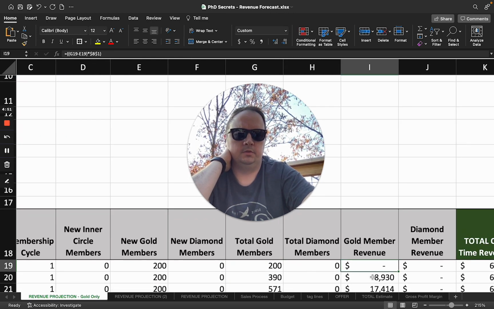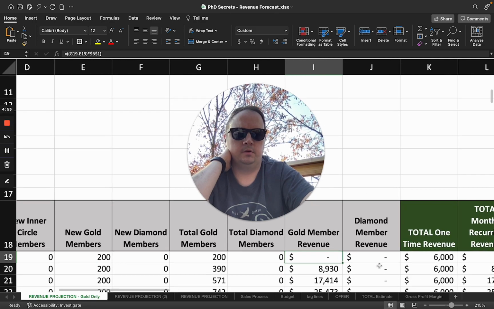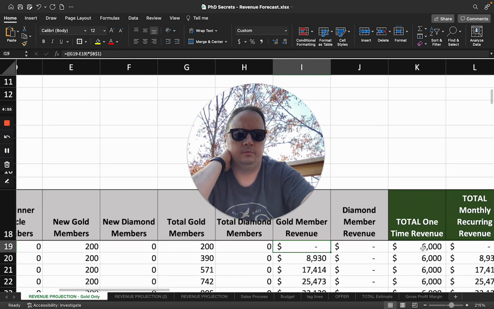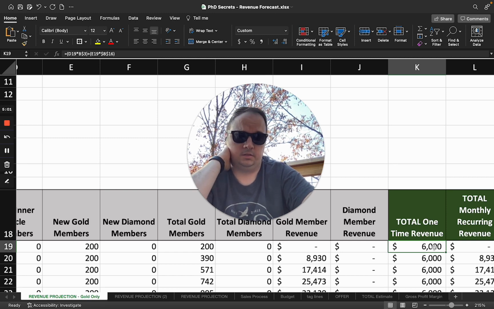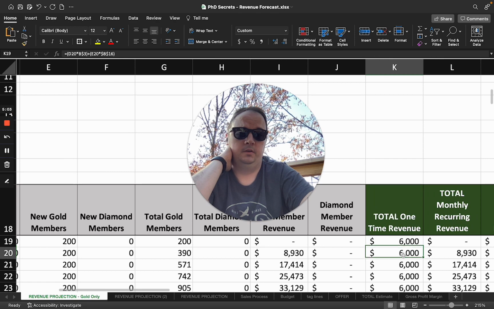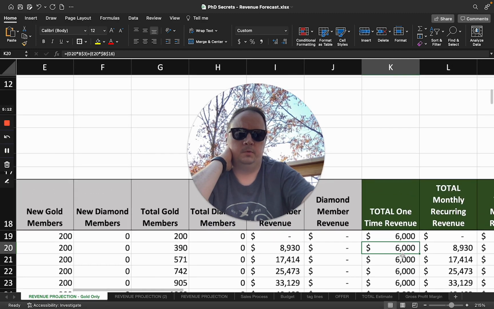Gold member revenue, this is recurring revenue, so 0, of course, in the first month, because they're all giving me one-time revenue of $6,000. So that's 200 times $30, that they're paying $6,000. Then the next month, you assume you get 200 more, so this is going to be a flat amount, because I'm not assuming any changes in this calculation of how much I'm growing the new membership.